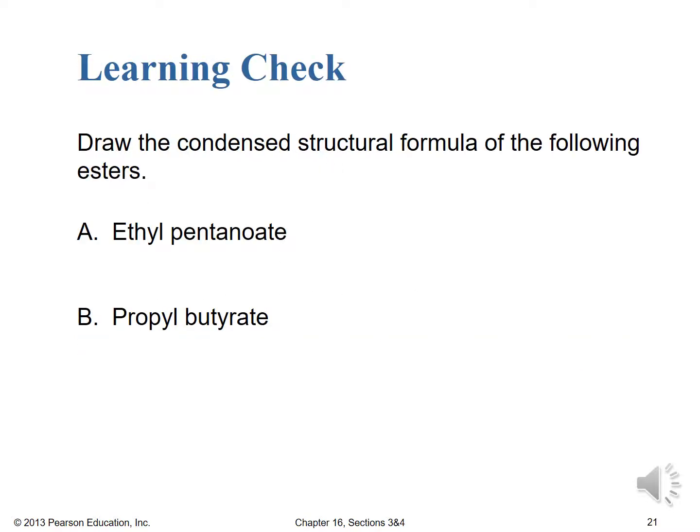Okay, here we have it, our final learning check for this lecture. You're asked now to draw the condensed structural formula of the following esters. So A, ethyl pentanoate, and B, propyl butyrate. We did a common naming there for B and an IUPAC naming for A, just because you're likely to see both. So pause the video here, go ahead and draw the condensed structural formula, or if you're comfortable with it, better yet, the skeletal structure for these two compounds. Stop the video now, start us back up when you're ready to check your work. Good luck.